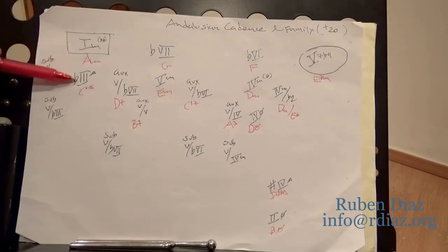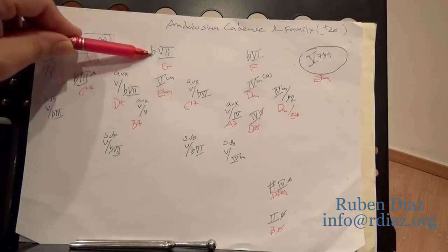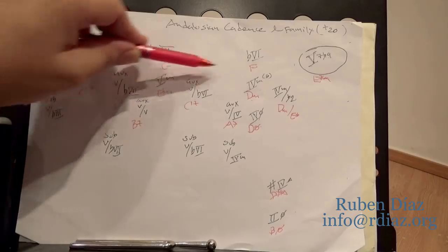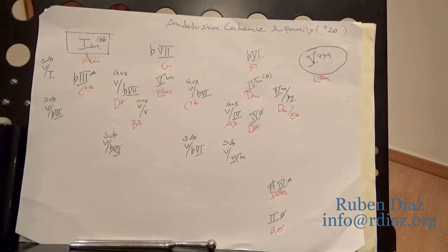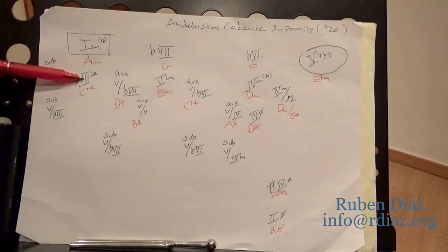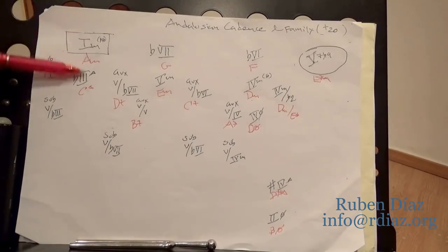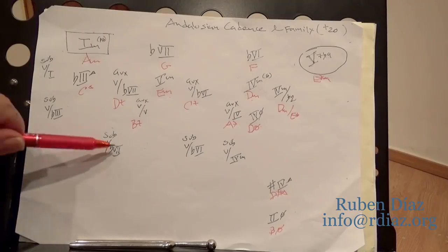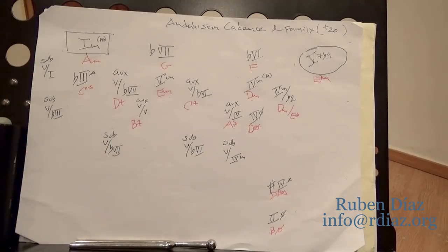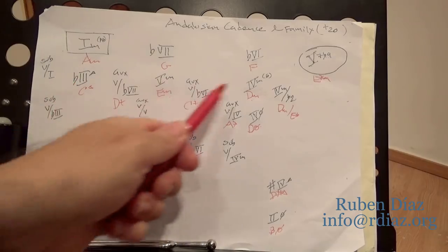For the first minor, the flat third major, major seven; for the flat seven, the fifth minor; and for the flat six, the four minor. This has no substitute, remember that. So these are the substitute chords, which means they can be replacing the other one. So you can play either one of these. But substitute dominant is another thing. It has nothing to do with these substitutes.